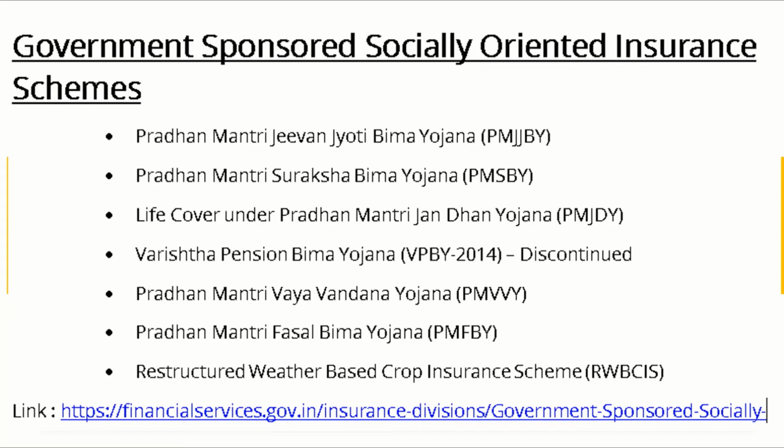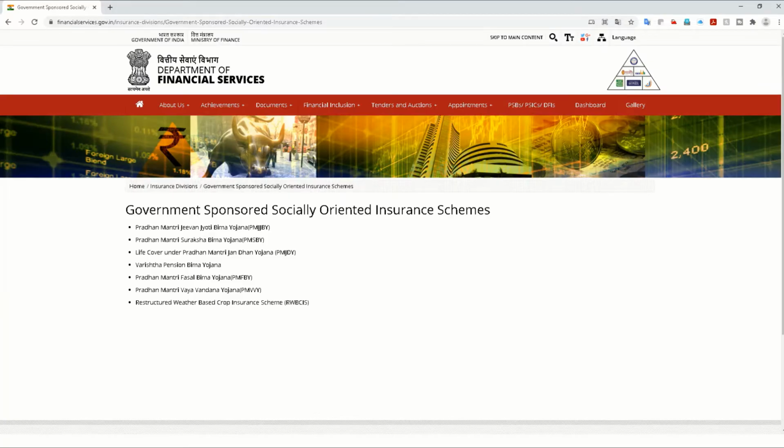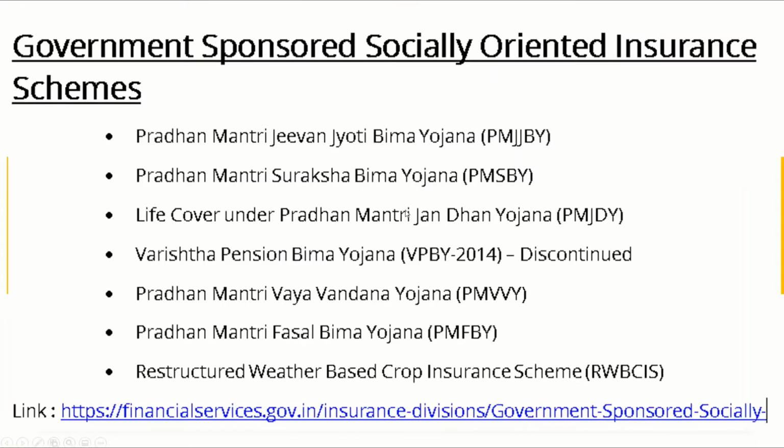So we can see all the insurance details. So this is the government website where you can see all the active insurance or socially oriented insurance that is sponsored by the government. So you can click on each of these link to see the details. Anyway, I have shared all the information in these slides.